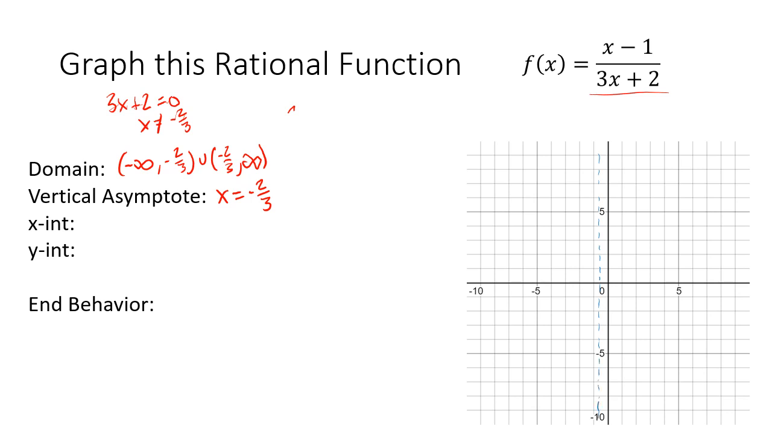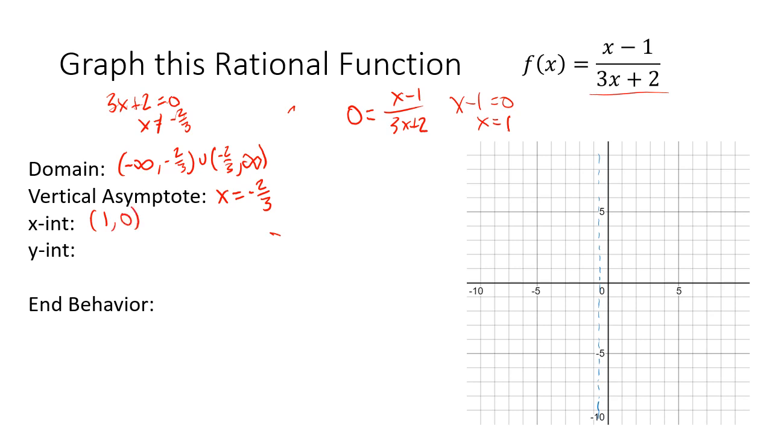We can also easily find the x-intercept. We find the x-intercept by setting the function equal to 0. So 0 is equal to x minus 1 divided by 3x plus 2. When is a fraction equal to 0? A fraction is always equal to 0 when the numerator is 0. So x minus 1 equals 0, x equals 1. That means there's an x-intercept at 1, or the coordinate (1, 0).